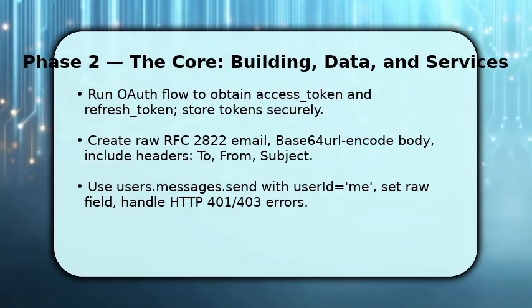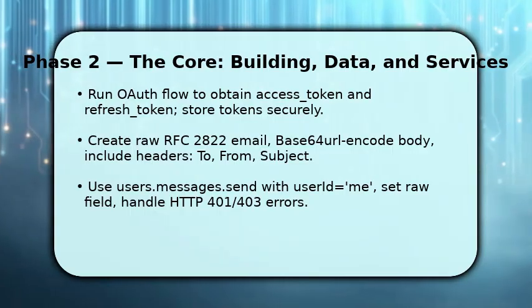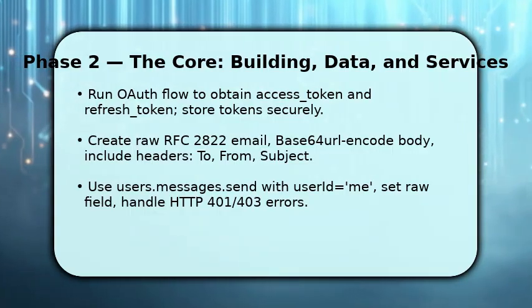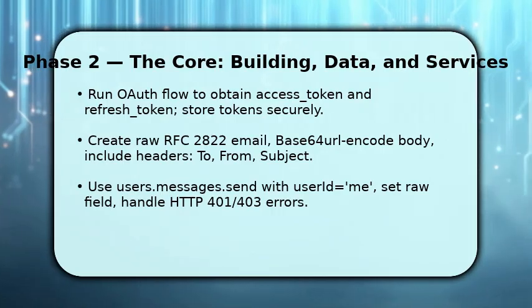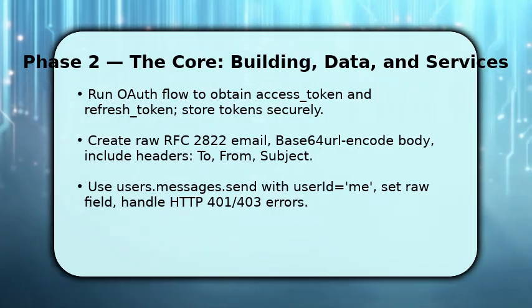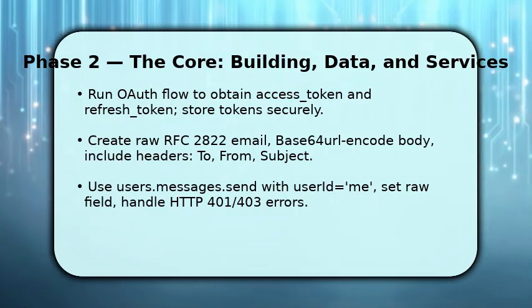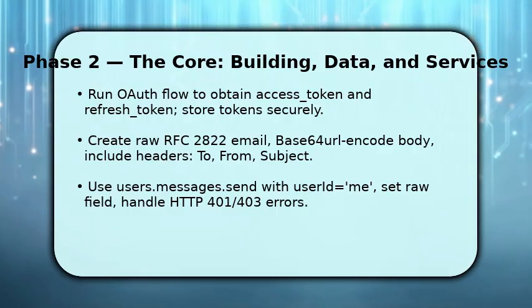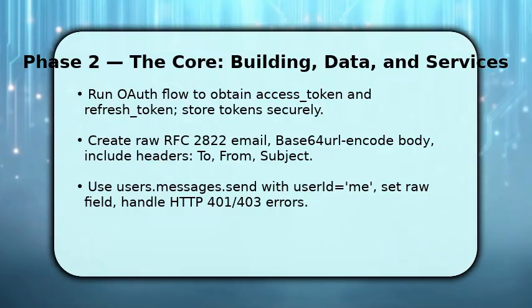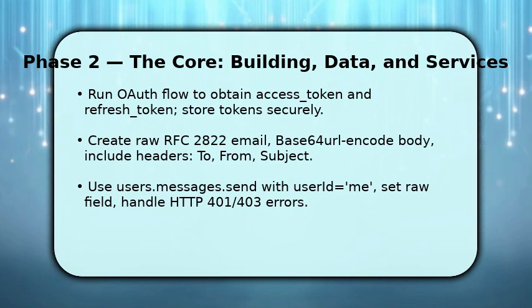Then construct an RFC 2822 formatted message with headers, from, to, subject, and a MIME body. Base64 URL encode the raw message. Once encoded, build the request to users.messages.send with user ID set to me and the raw payload. Make sure your library attaches the authorization bearer token header, and to catch HTTP 401 and 403 responses.